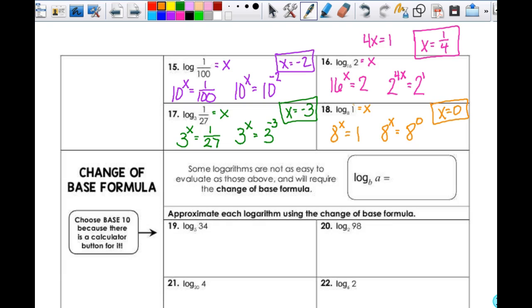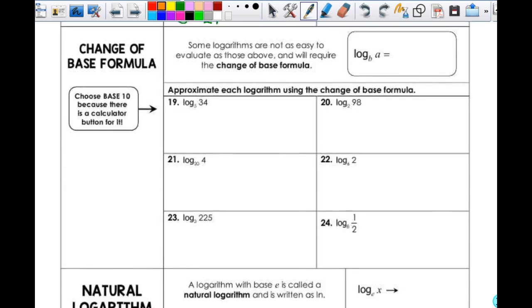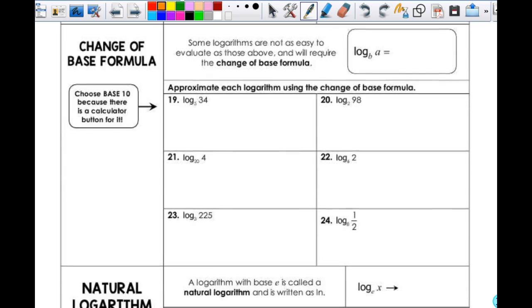These all are rewritten and the numbers work out just fine, but if you look at number 19, we would have 5 to the x power equals 34. Well, I can't take 5 to any power that I just know of to get 34. It would be some weird decimal or whatever. So instead, I'm going to have to change the base, right?